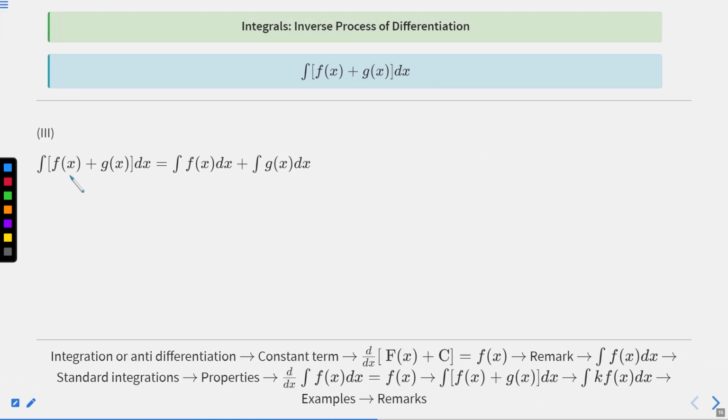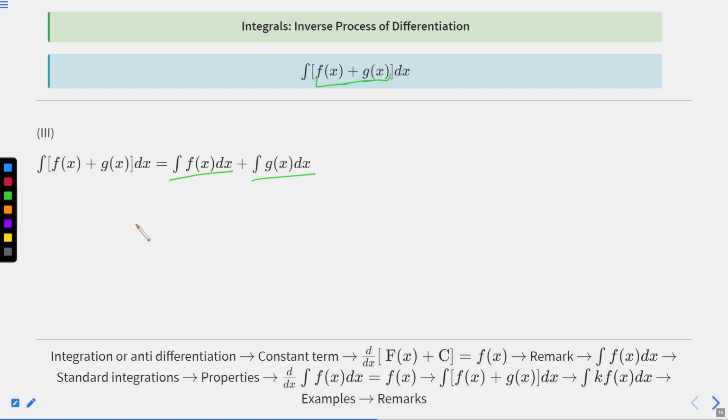Now this property is saying that if you have two functions and those functions are getting summed, as you can see f(x) plus g(x), and you have to find the integration, then you can either find the integration after you sum them, or another way is you can separate your integration in this form.